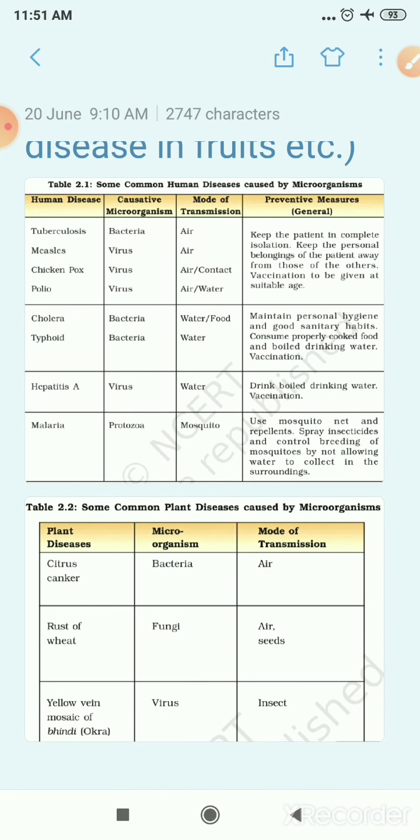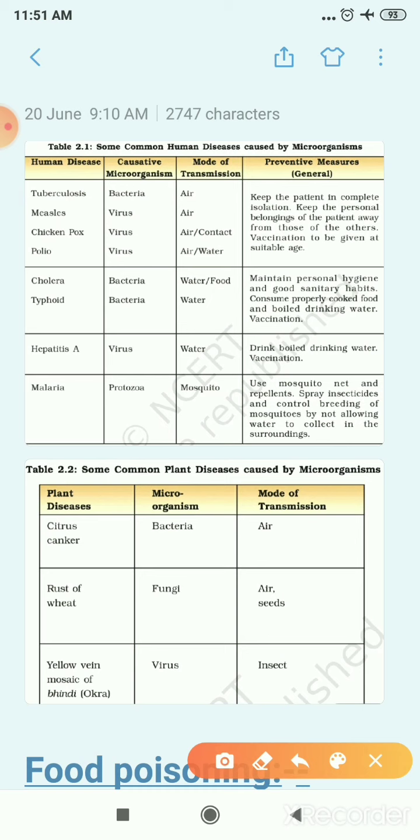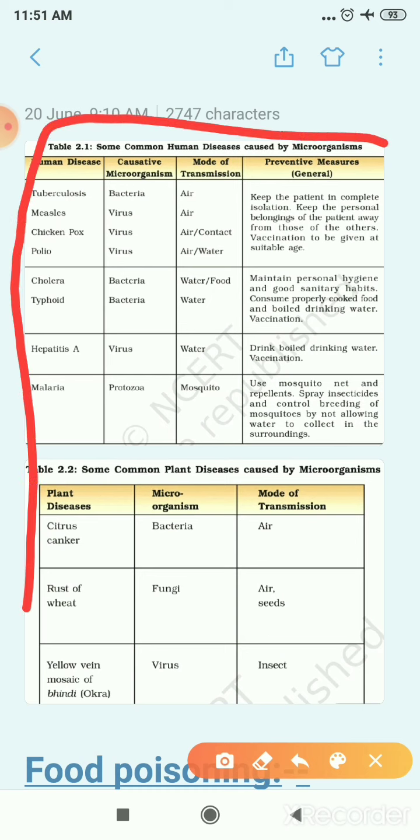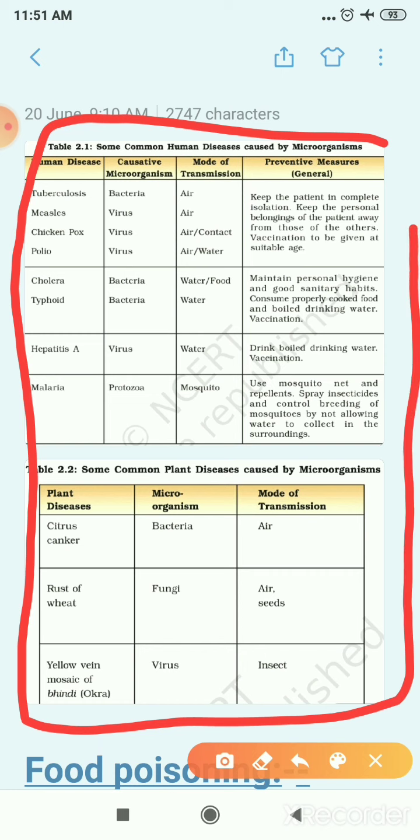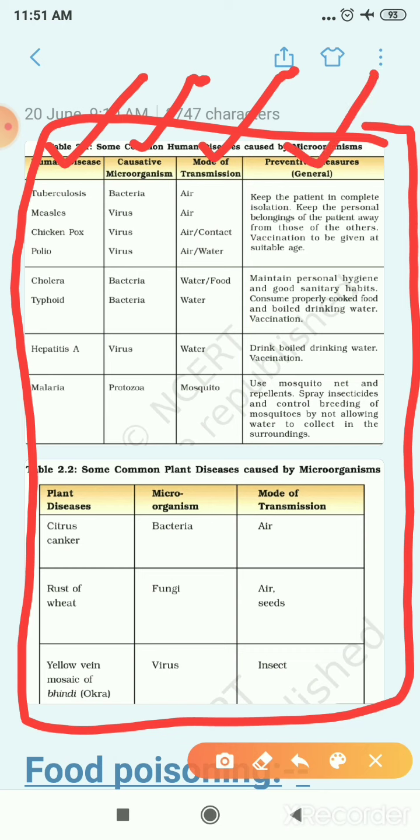Here there is a chart that is present in your textbook also. Common diseases, causative microorganisms that are responsible for that disease, mode of transmission, and preventive measures. How can we prevent these diseases? The first disease is tuberculosis. Bacteria is the causative microorganism.